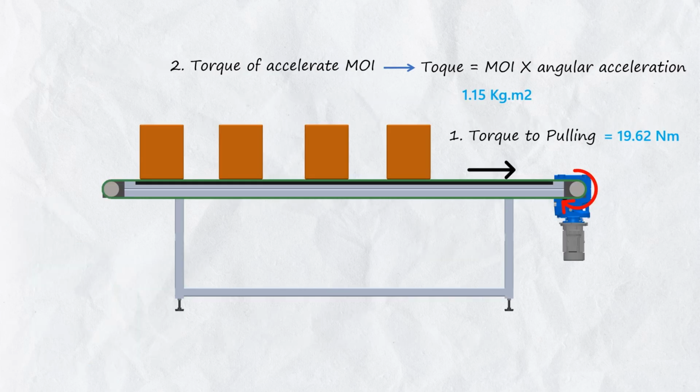Now put these values in the torque equation. It would be 34.30 Newton meter. So the total required torque to run this conveyor with full load is equal to 53.92 Newton meter. This means the motor should provide 53.92 Newton meter or more. But if you are using a gearbox, let's say 1:10 ratio, then the motor required torque would be reduced to just 5.3 Newton meter. So I hope you understood how important it is to calculate the moment of inertia and choose the right acceleration for motor sizing.